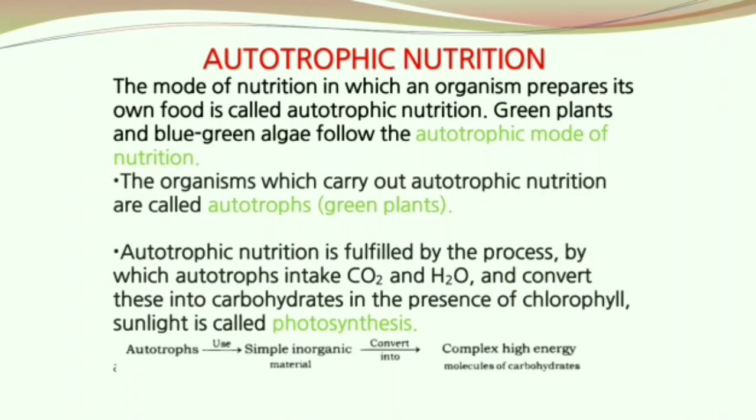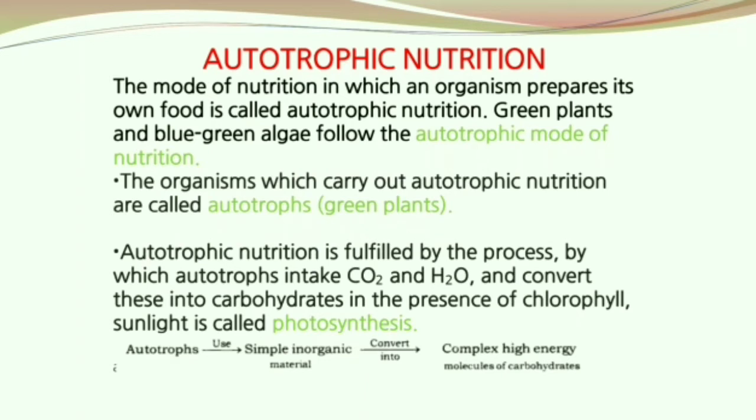Autotrophic nutrition. The mode of nutrition in which an organism prepares its own food is termed as autotrophic nutrition. Green plants and blue-green algae follow the autotrophic mode of nutrition. The organisms which carry out autotrophic nutrition are termed as autotrophs or the green plants.